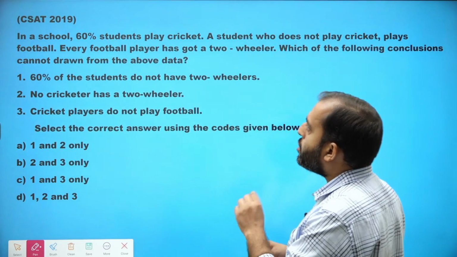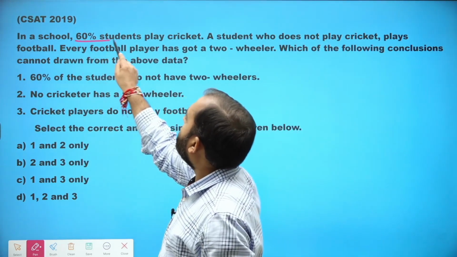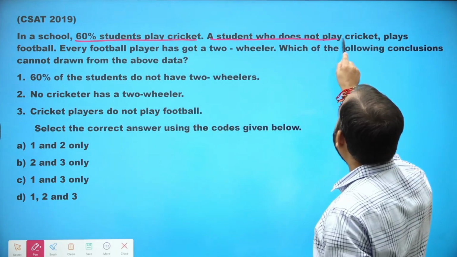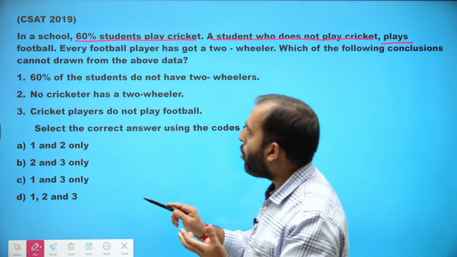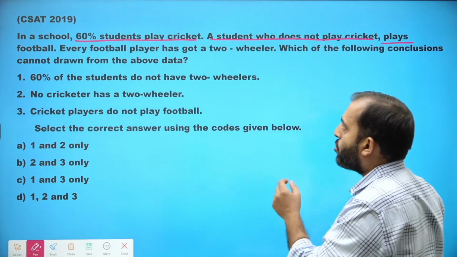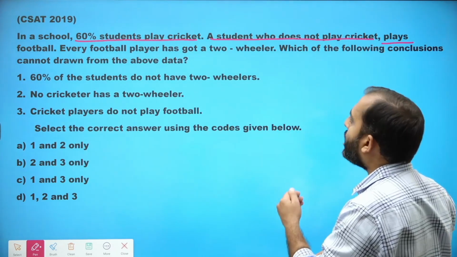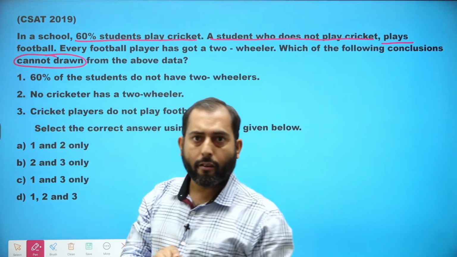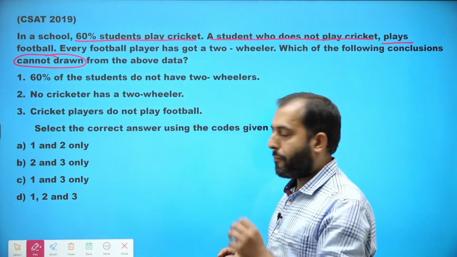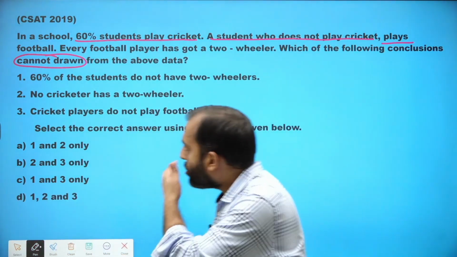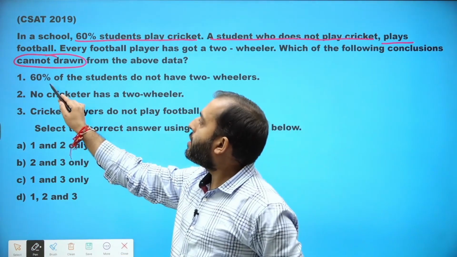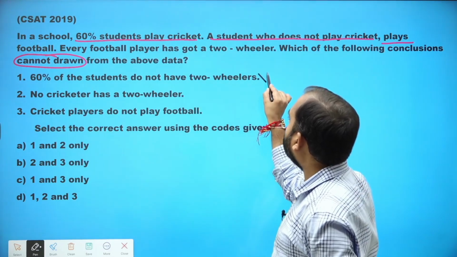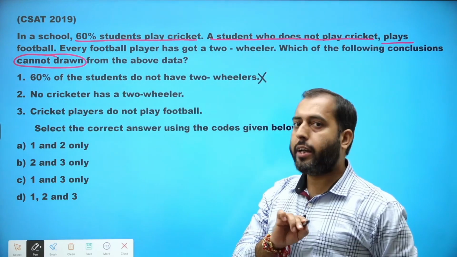This says, in a school, 60% students play cricket. A student who does not play cricket plays football. Every football player has got a two-wheeler. Which of the following conclusions cannot be drawn from the above data? Now, let's talk about the first. It says 60% of the students do not have a two-wheeler. This is not correct. It cannot be drawn.